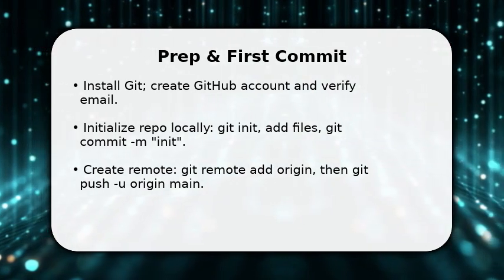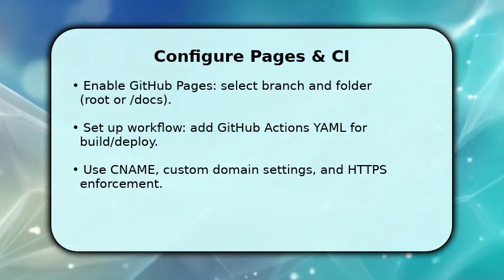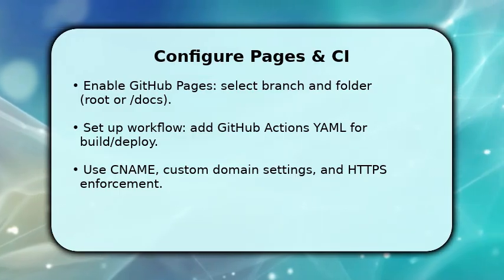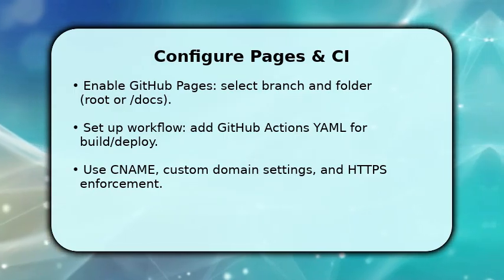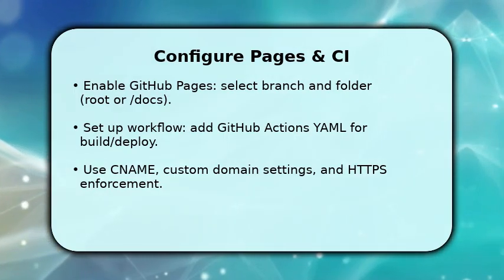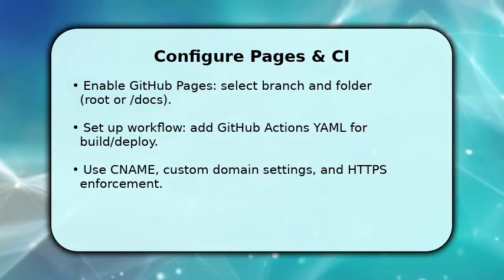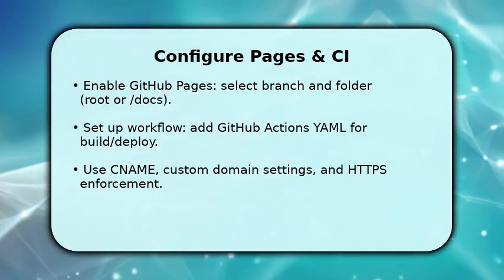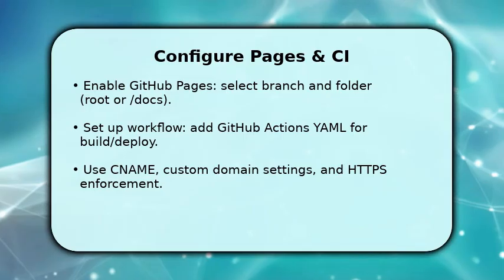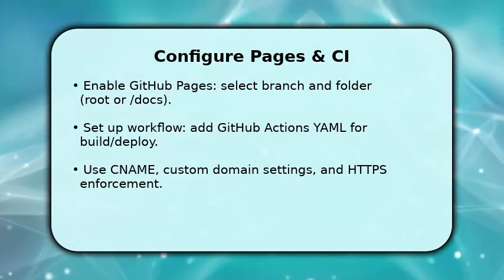Next, configure automated hosting and deployment. In the repository settings, enable GitHub Pages and choose the branch and folder to serve, root or docs works. Then add a GitHub Actions workflow YAML to build and deploy on push. This automates compiling static sites or running bundlers. Once the workflow runs, configure a CNAME file or add a custom domain in Pages settings and enforce HTTPS so traffic is secured. Make sure to adjust branch protection.